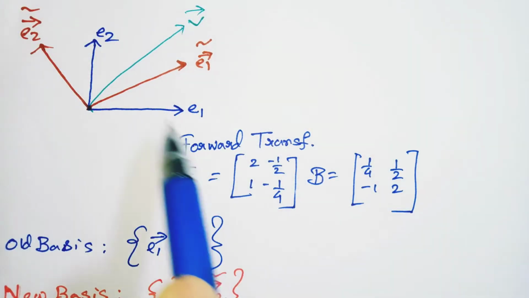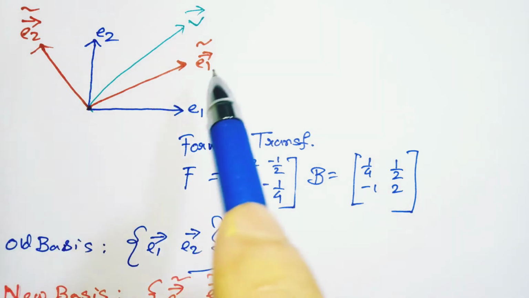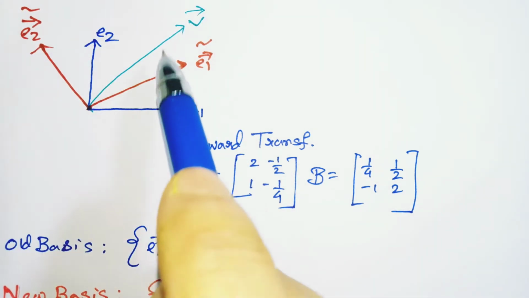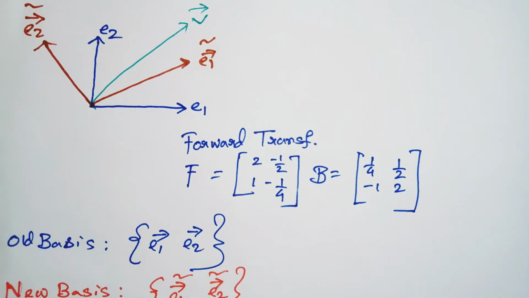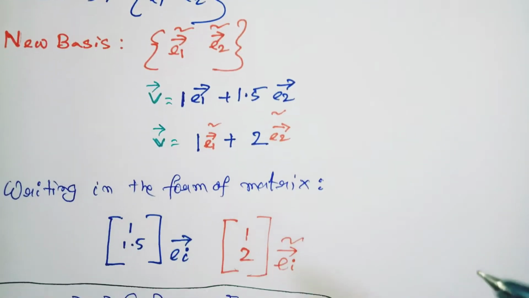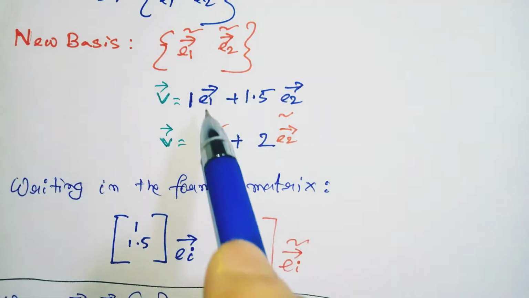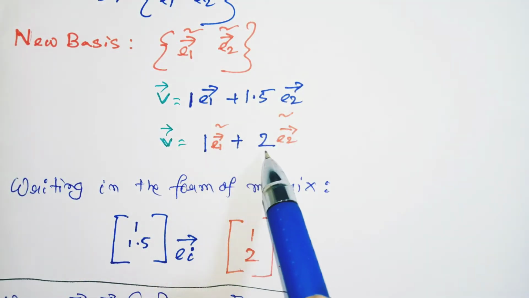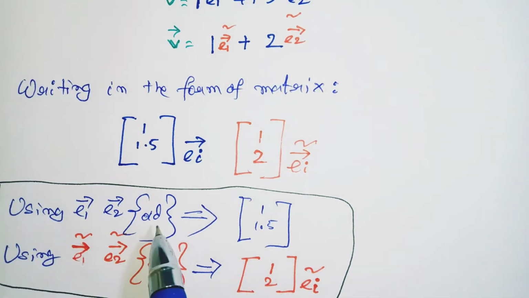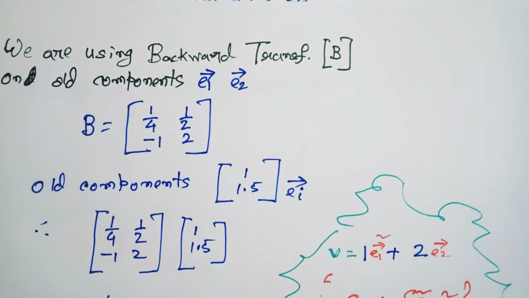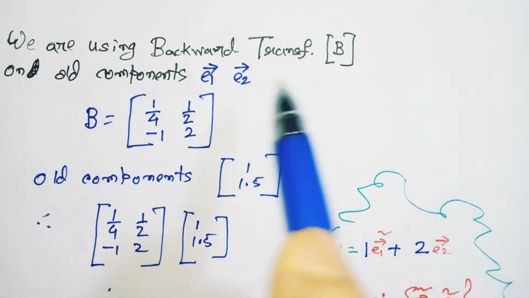The graph where E1 and E2 denote the old basis, E1 tilde and E2 tilde denote the new basis. V is the vector with the values of forward transformation, and with the notation of old and new, we have got these values 1, 1.5 using E1, E2, and 1 and 2 using the new E1 tilde and E2 tilde. That is why I have written that using the old we got these values, and with the new we have got these values.